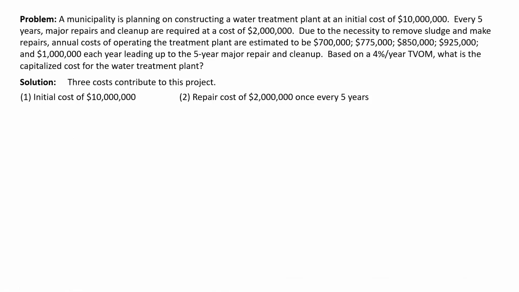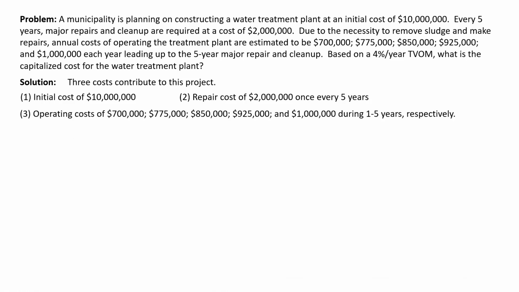Like in the previous problem, where every 10 years there was a $750,000 cost, this one is sort of like that. Every 5 years, $2 million. So that's the second kind of cost. And then operating costs are happening in years 1 through 5 respectively. First year 700,000, 775,000, 850,000, and so on. Every different year has its own amount, and of course, the cycle keeps repeating.